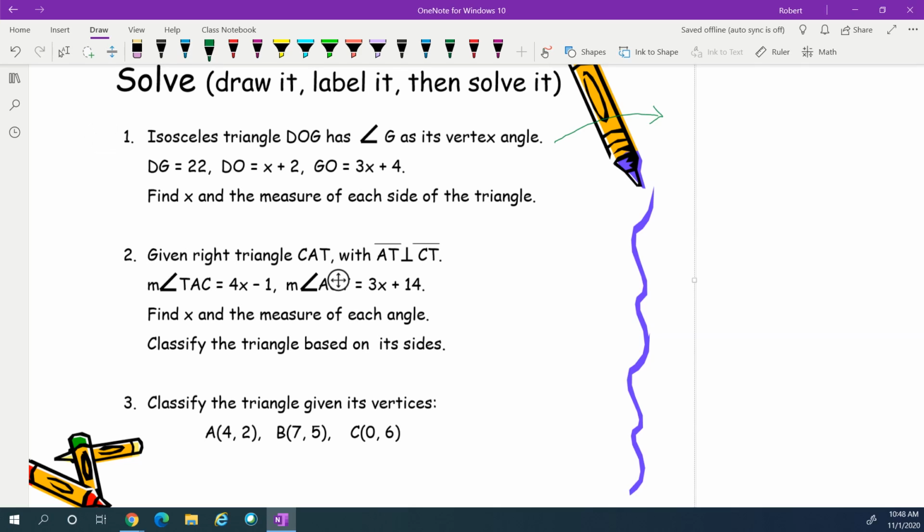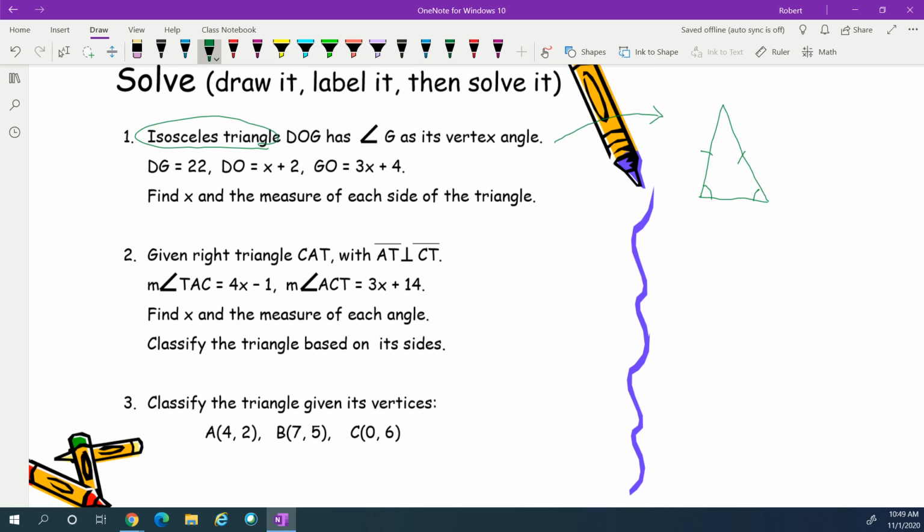First of all, we have an isosceles triangle. That's enough. An isosceles triangle, definition, two sides that are the same, and we know that that also means that the two base angles are the same. So I have a picture of a triangle. The two legs are marked congruent, and the two base angles are marked as congruent. Now I still have to fill in the letters DOG, but at least I have a picture to do that with.